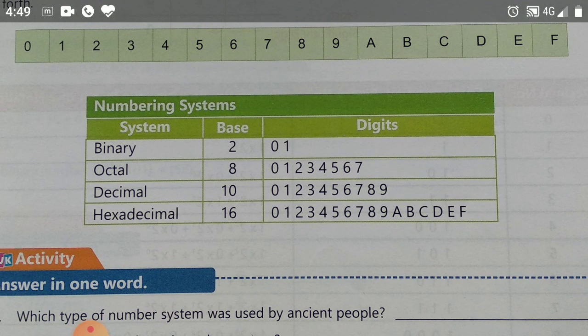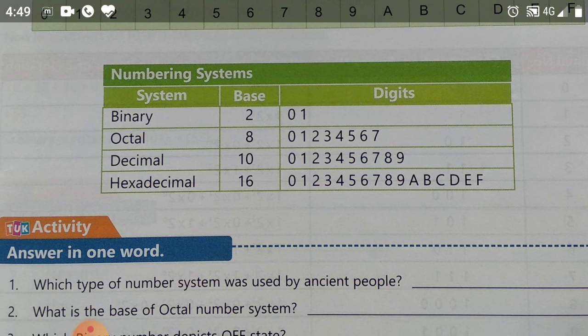Now see here, overall what we have studied. They have given a summary of it. System, base and digits. Binary system, base 2, digits 0 and 1. Octal system, base 8, digits 0 to 7. Decimal system, base 10, digits 0 to 9. Hexadecimal, base 16, digits 0 to 9, and 10 to 15 are represented by the alphabets A, B, C, D, E, F. Understood this number system?